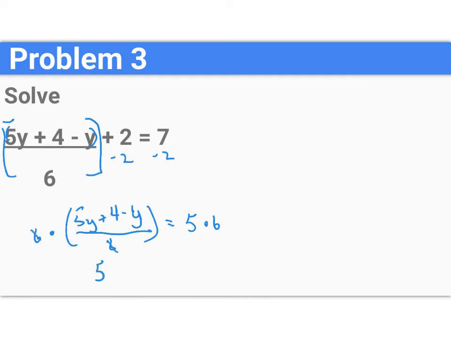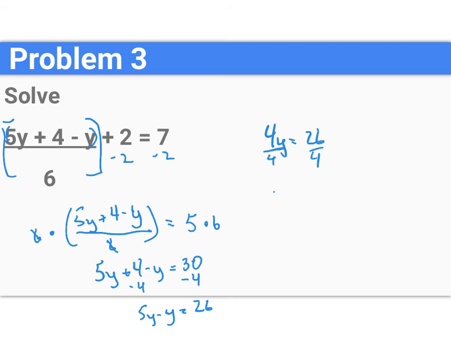The reason why we multiply by 6 is because whatever you do to one side of the equation, you have to do to the other. Subtract 4 from both sides. 5y minus y equals 26. 5y minus y is 4y equals 26. I divide by 4. y equals 6 and 2/4, which equals 6.5.